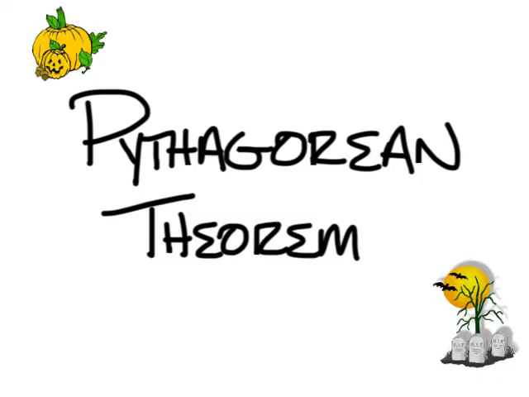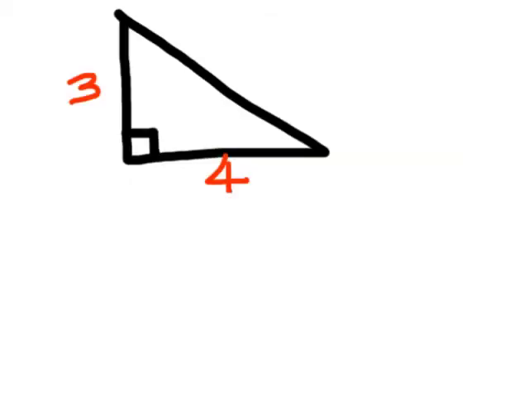Example number 3. The Pythagorean theorem. You'll have to know this for solving sides in a right triangle for what's coming up. If I'm given two sides of a right triangle, I can use the Pythagorean theorem, which is a squared plus b squared equals c squared.